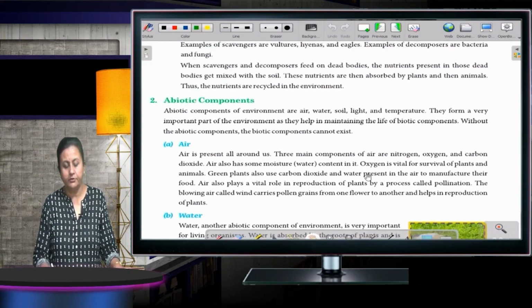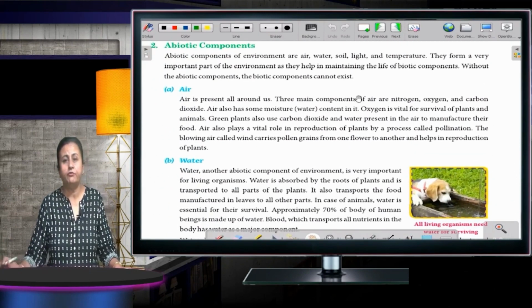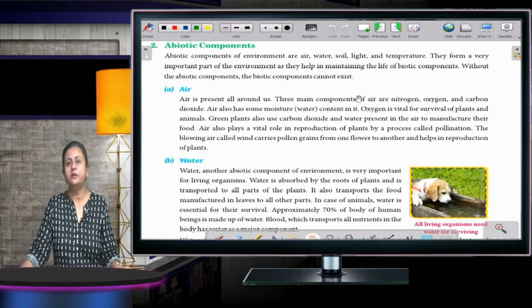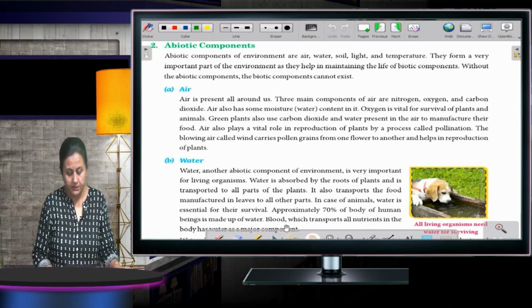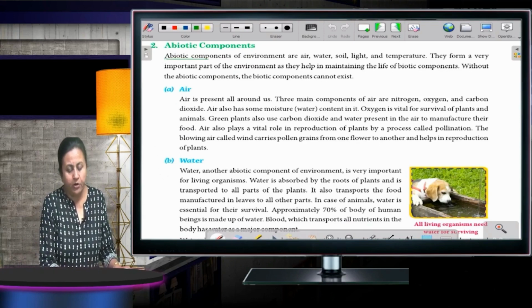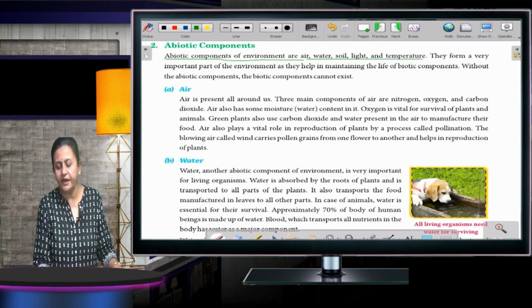Now the next one, we'll talk about abiotic components. Just now I've told you about biotic. Biotic included plants, animals, scavengers, and decomposers. Now we'll start with abiotic components. Abiotic means non-living. Okay. Abiotic components of environment are air, water, soil, light, and temperature.